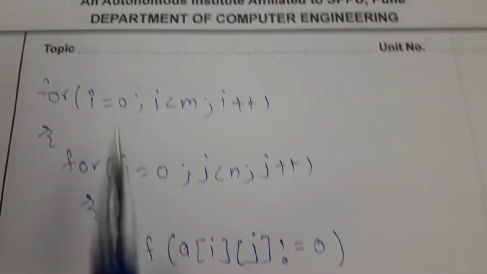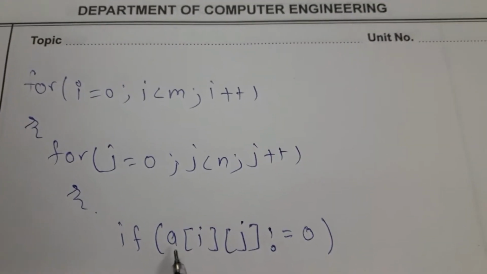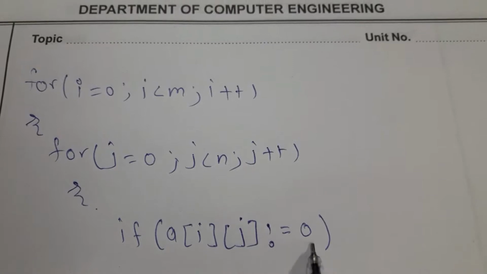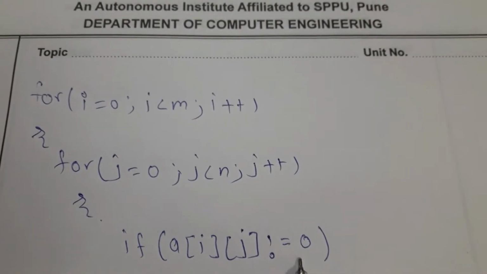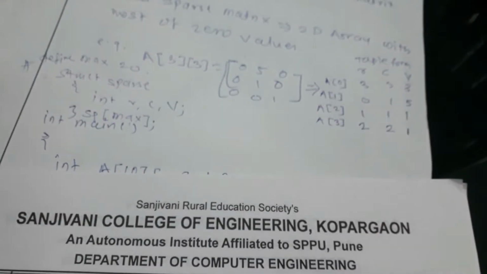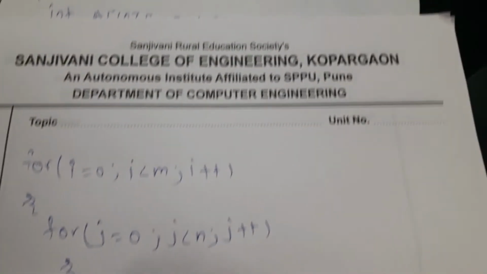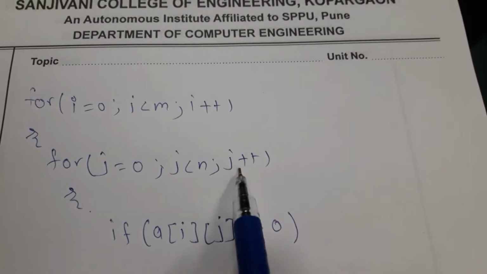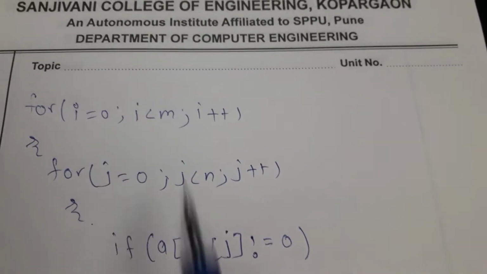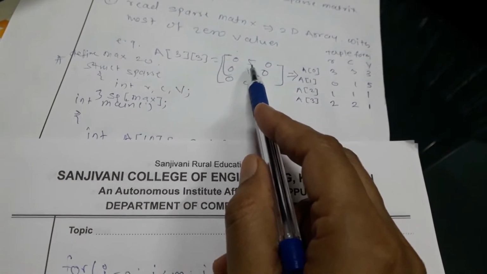See here, consider the value of i as 0 and the value of j as 0 and check whether a of 0 0 is not equal to 0. A of 0 0 is 0, so it will not go into that if condition block. Then check the next: it will increment the j value. j is now 1, i is 0, so it will check a of 0 1. So a of 0 1 is 5, which is a non-zero value.